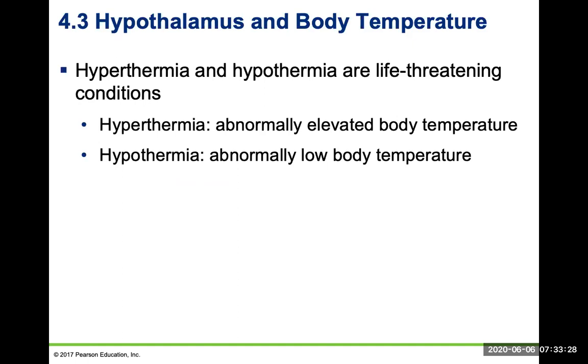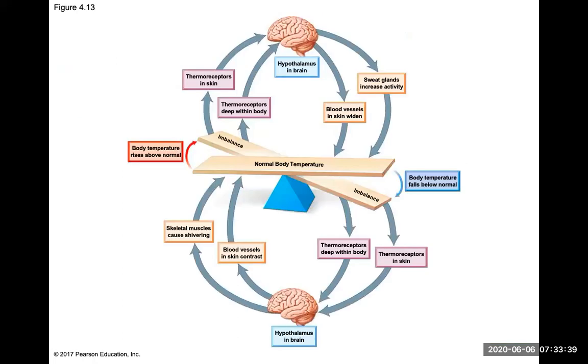Hyperthermia is abnormally elevated body temperature, and hypothermia is abnormally low body temperature. So if normal body temperature increases, thermoreceptors in the skin will detect that, send it to the hypothalamus, and cause your sweat glands to increase their activity to disperse sweat, to try to cool your body down, and also your blood vessels in your skin will widen to also try to disperse that heat.